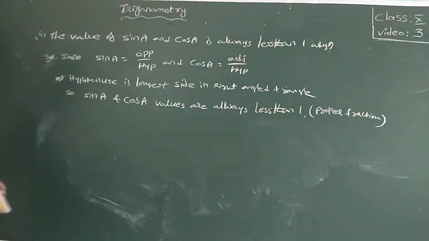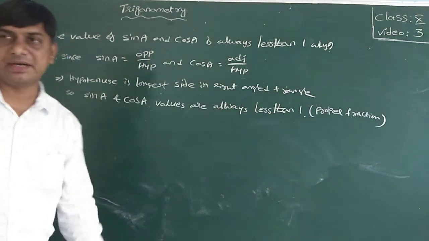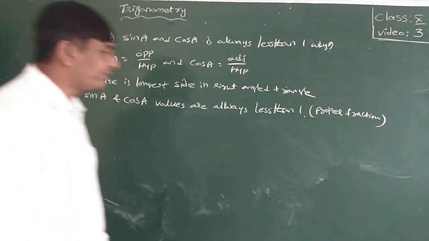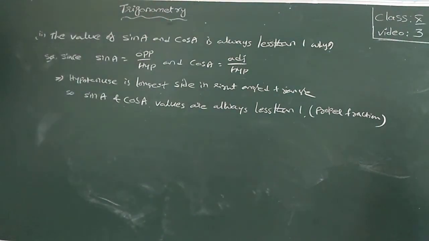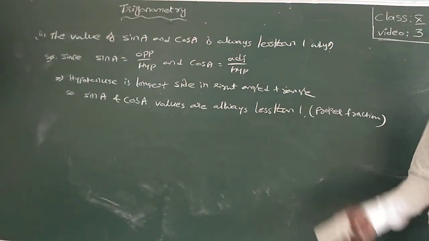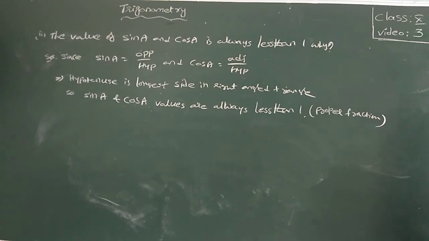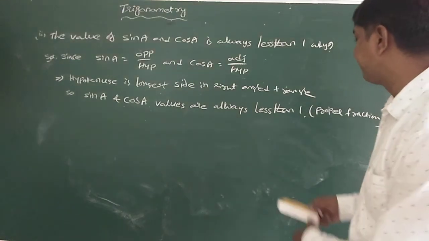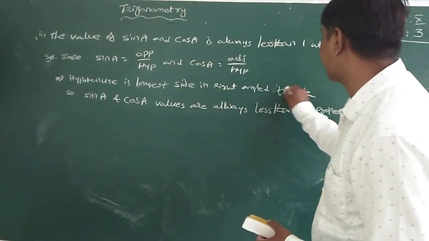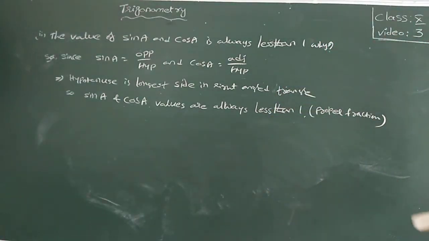So sin A and cos A values are always less than 1 because hypotenuse is the denominator. Sin is the ratio of the opposite side to the hypotenuse, cos is the ratio of the adjacent side to the hypotenuse. Whatever the particular angle is, you take it by default. Hypotenuse is the longest side in a right angle triangle, so sin A and cos A values are always less than 1.